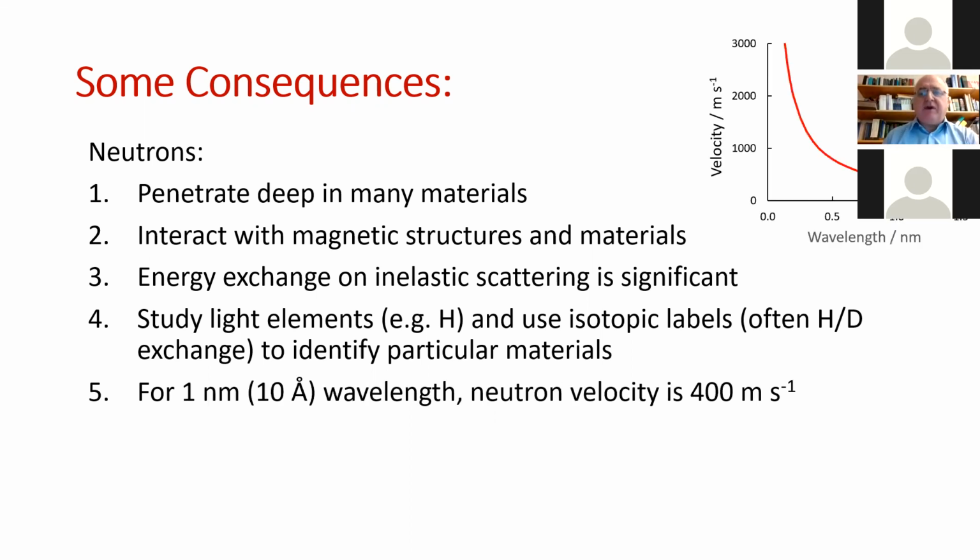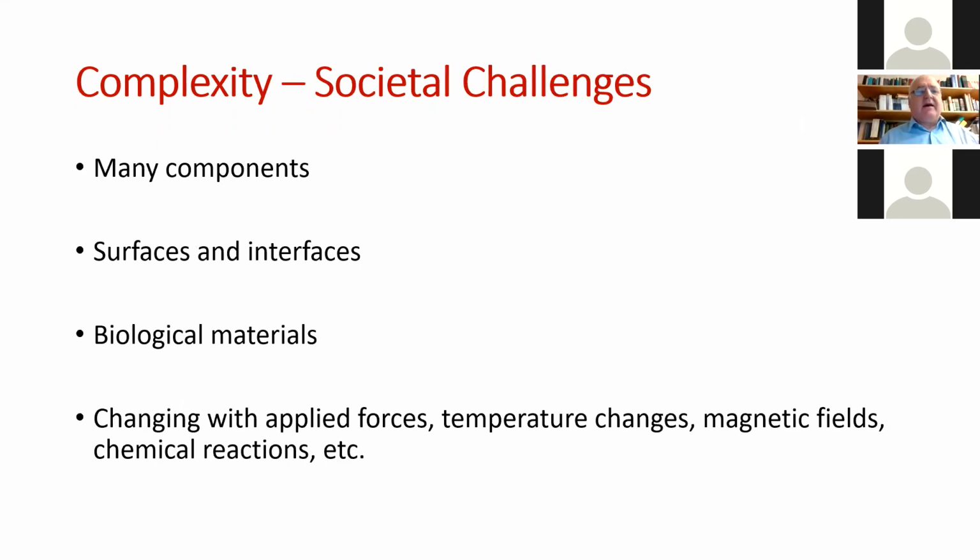And just to give you some idea of what is happening in these things, the velocity of a neutron with a particular wavelength is actually quite small. The velocity for a 10 angstrom neutron is about 400 meters per second. So these inelastic effects change the velocity. It's very easy to measure that with simple timing circuits.